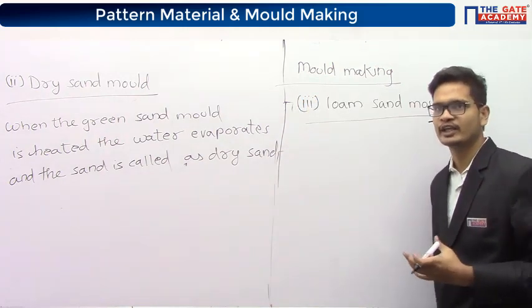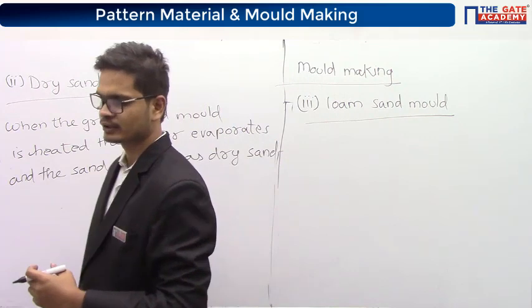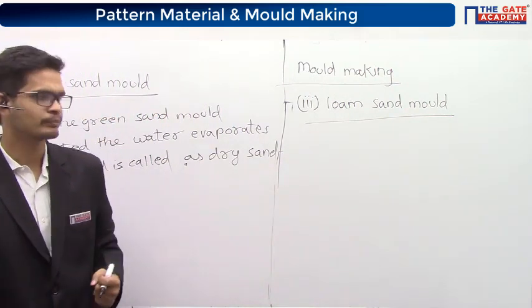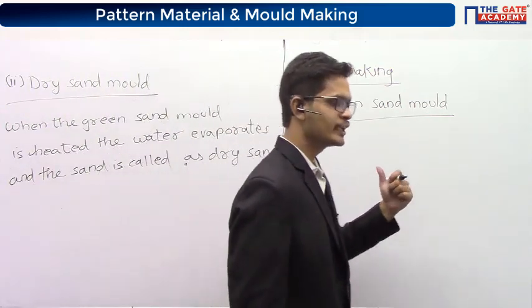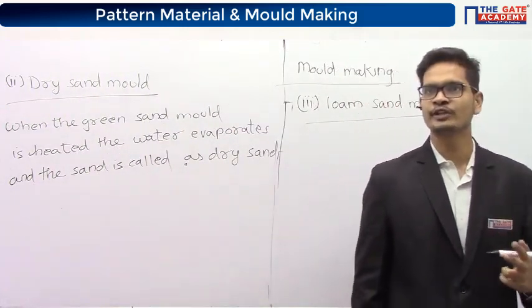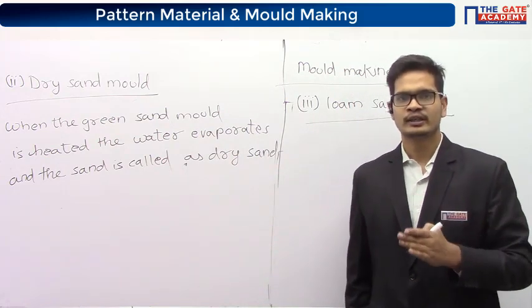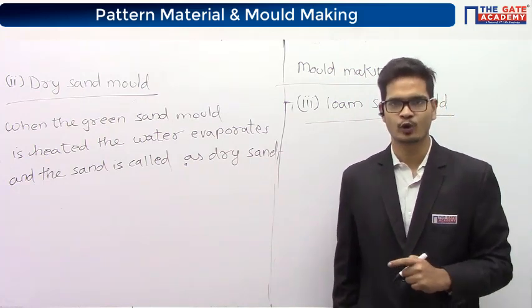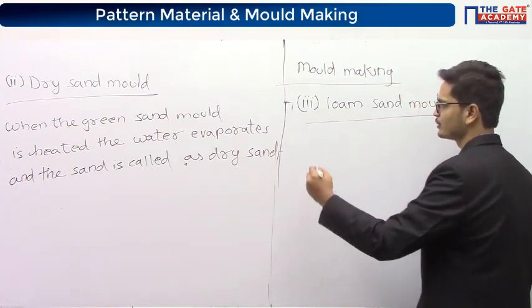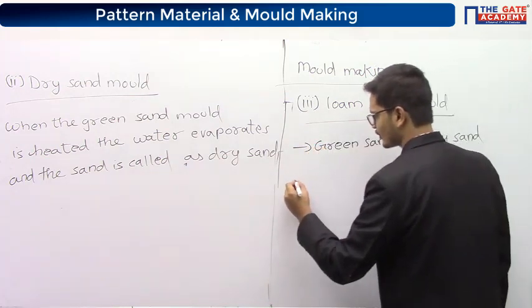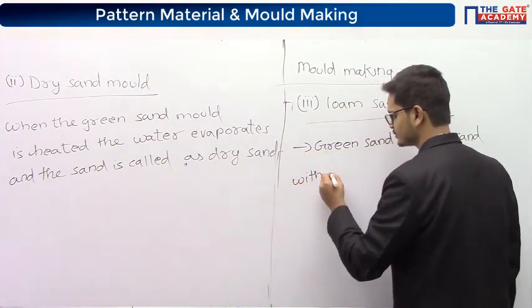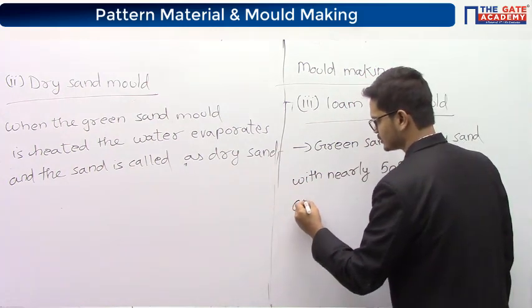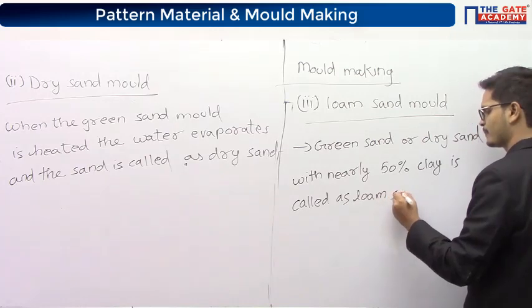Yeah, Sunil. The binder is clay, and water is used for the initiation of bond formation. The main binder is the clay. Okay? Loam sand mold. In green sand mold and dry sand mold, if we have clay nearly 50%, then it is called a loam sand mold. So, with nearly 50% clay, it is called a loam sand mold.